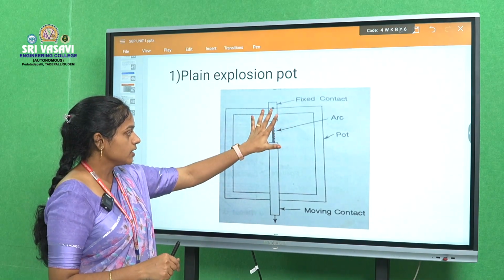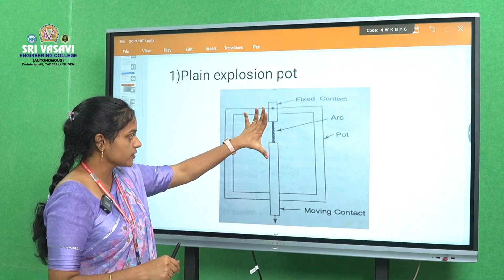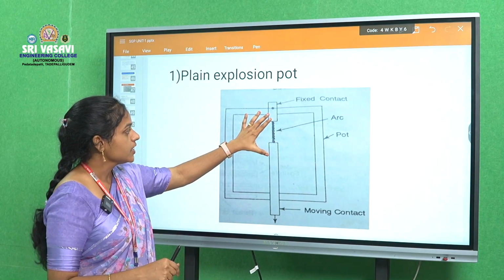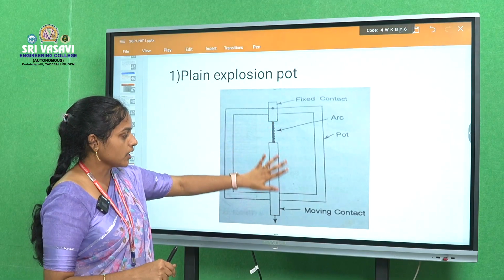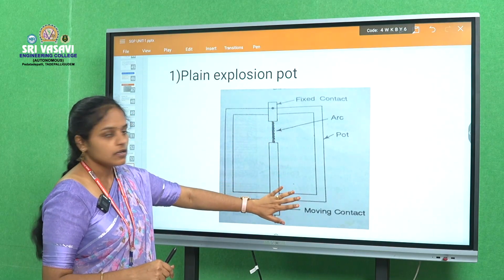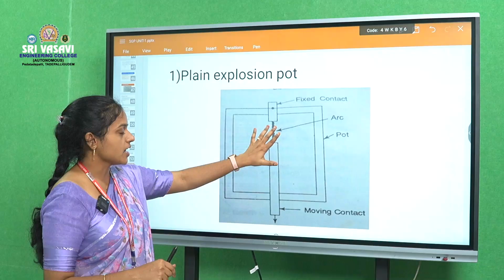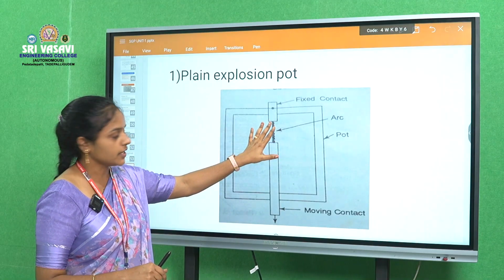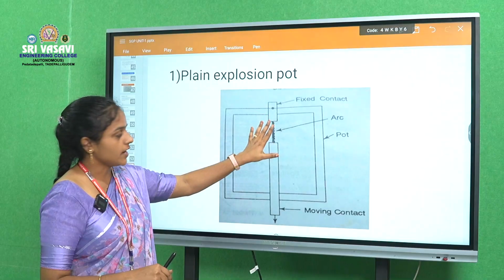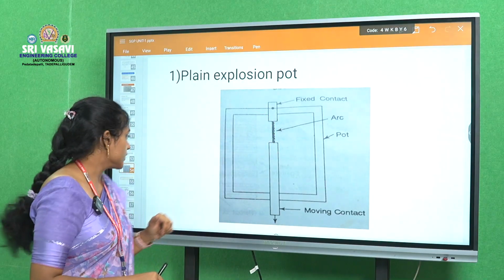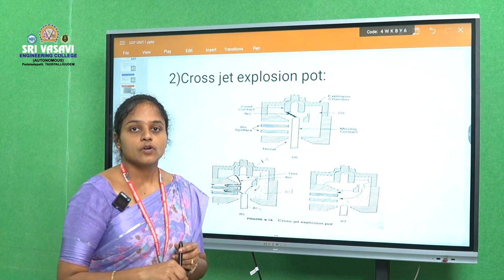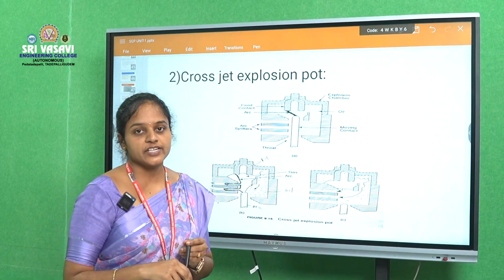Whenever a fault occurs, these two contacts are separated from each other, and the length of the arc is increased by moving the moving contact some distance. At this time the arc length is increased, so the strength of the arc voltage is decreased, and at that time the arc will be extinguished. So the next one is the cross jet explosion pot. Cross jet explosion we will discuss in the next class.